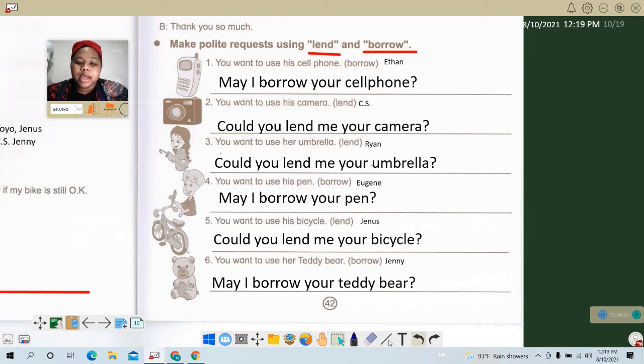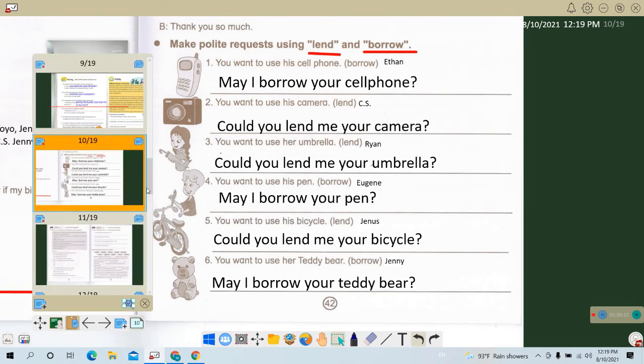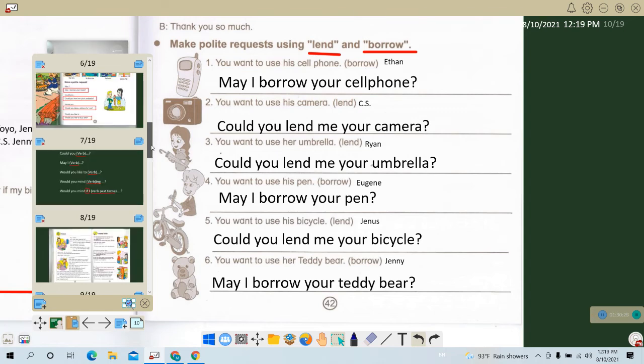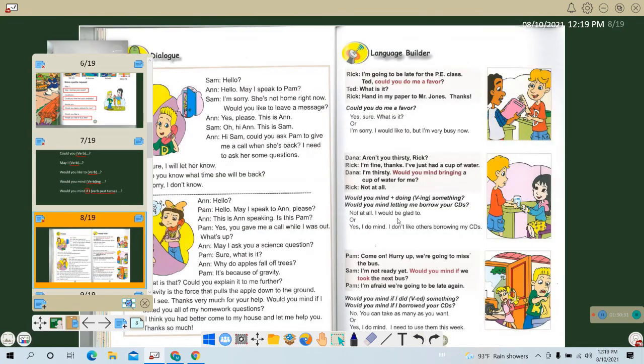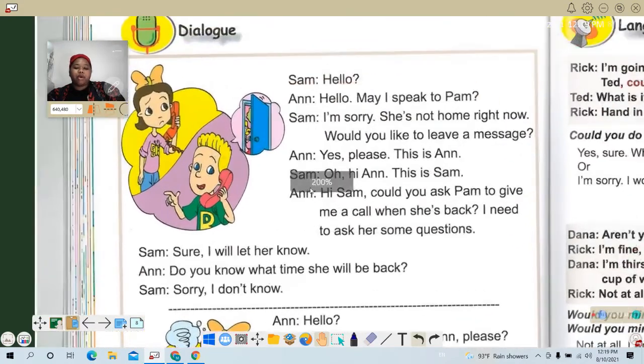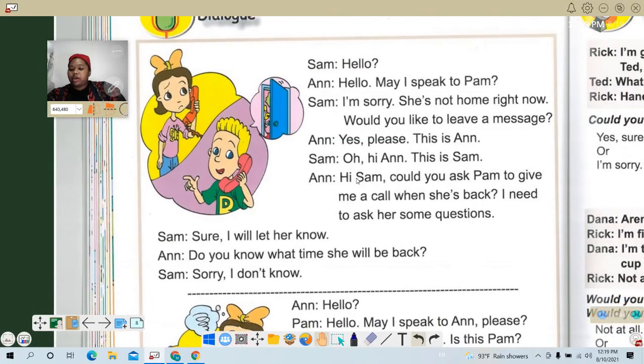Okay. Now, this is your homework. Do you understand? I don't know. What do you mean you don't know? Okay, please go back to English all the way. Let's read the dialogue on page 63. And then we can play a short game about lend and borrow. Okay? Please go again to page 63. Your English all the way, page 63.